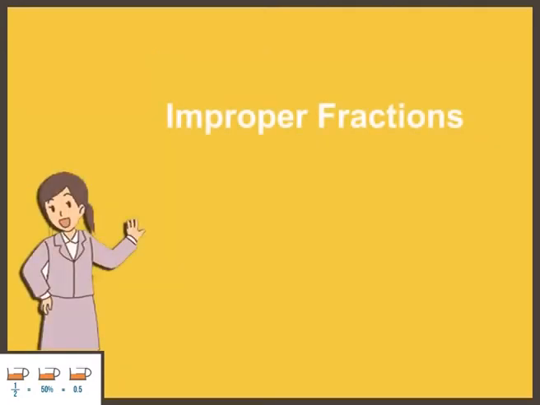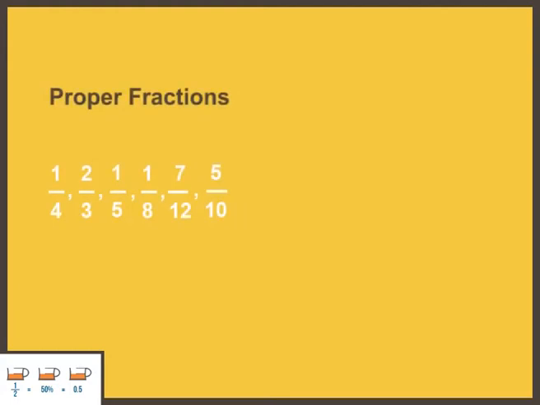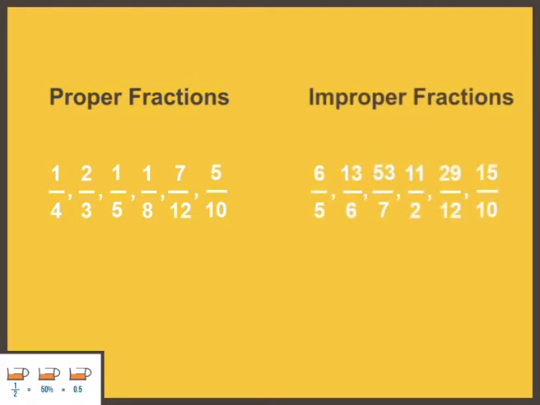Can you tell me what improper fractions are? The definition of improper fractions is just opposite the definition of proper fractions. In proper fractions, the numerator is less than the denominator. But in improper fractions, the numerator is greater than the denominator. Let us see how improper fractions look like. 6/5, 13/6, 53/7, 11/2, 29/12, 15/10 are a few examples of improper fractions.